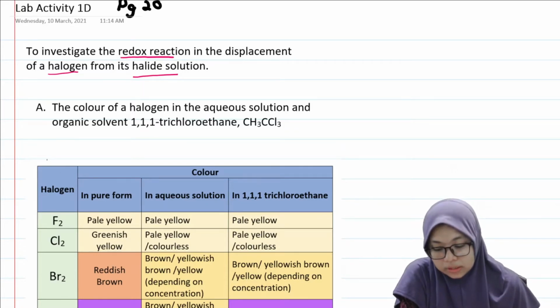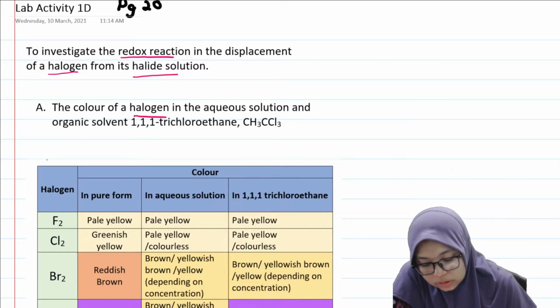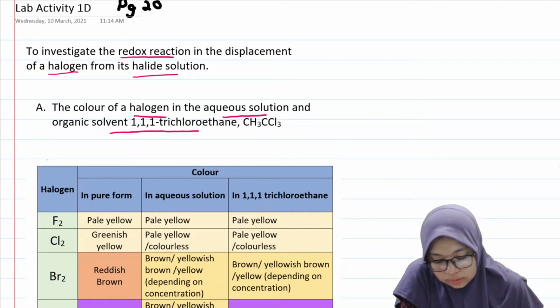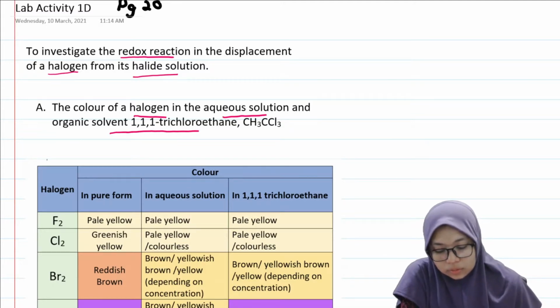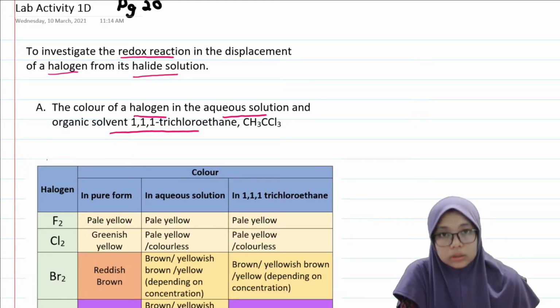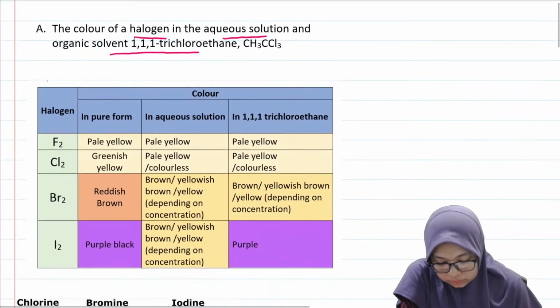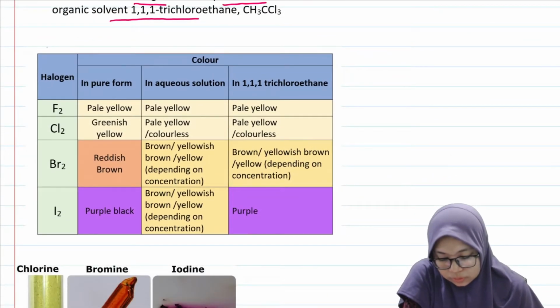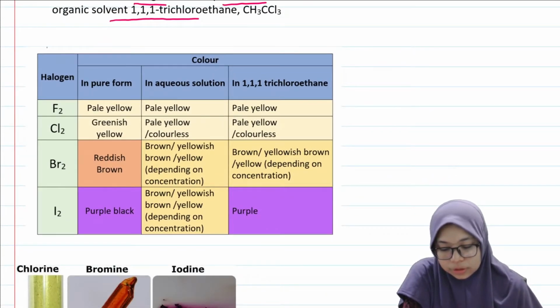The first part is to see the color of the halogen in aqueous solution and also in organic solvent. When you add the aqueous solution into the organic solvent, which is 1,1,1-trichloroethane, you will see that the color of 1,1,1-trichloroethane will be different compared to the aqueous solution, especially for iodine. So this table will explain the color in each solvent.